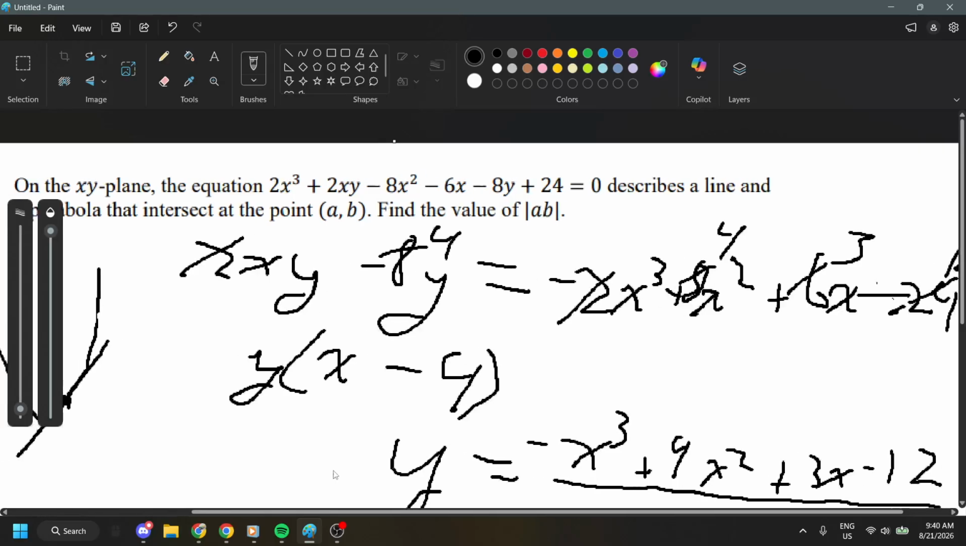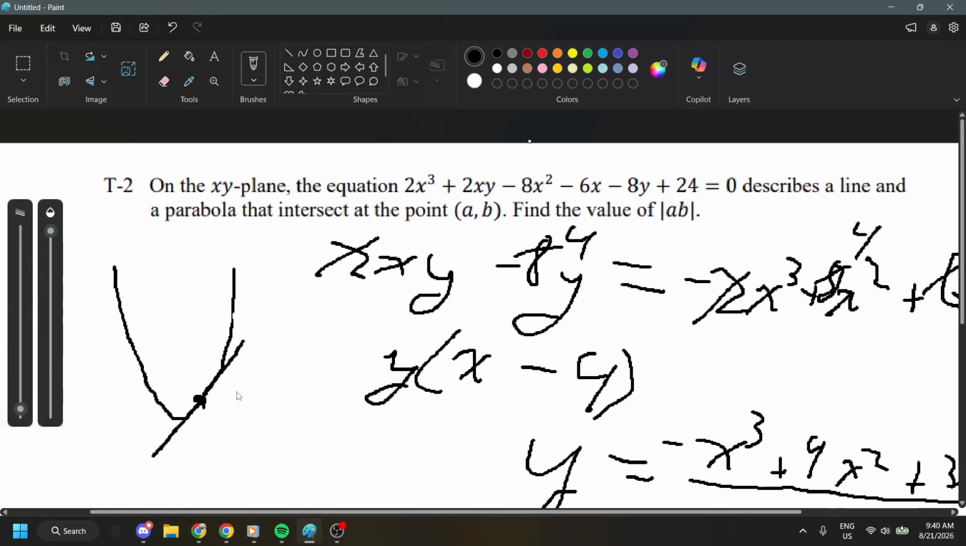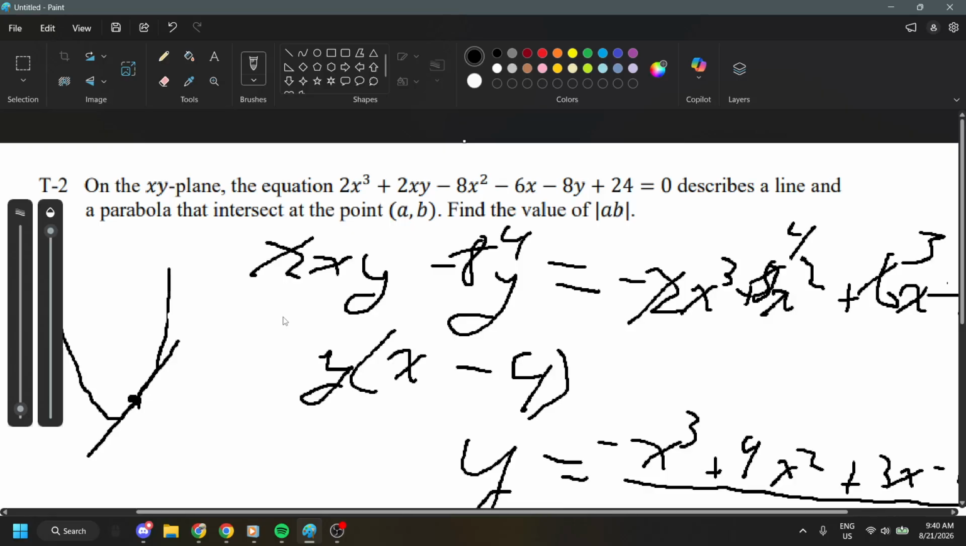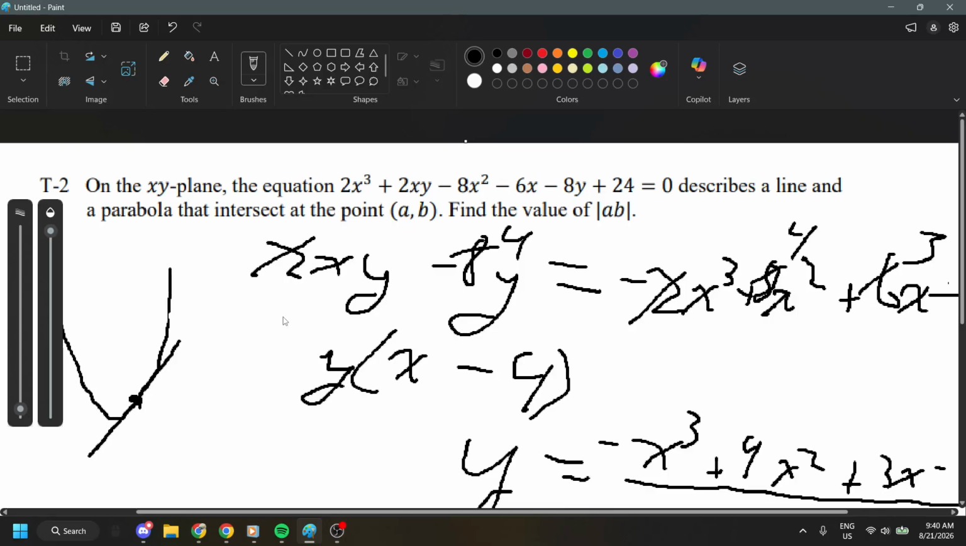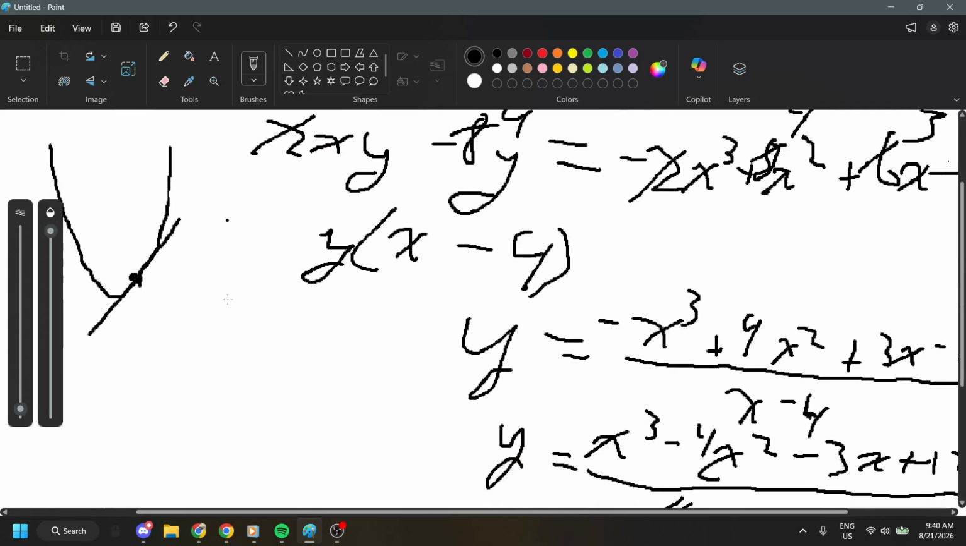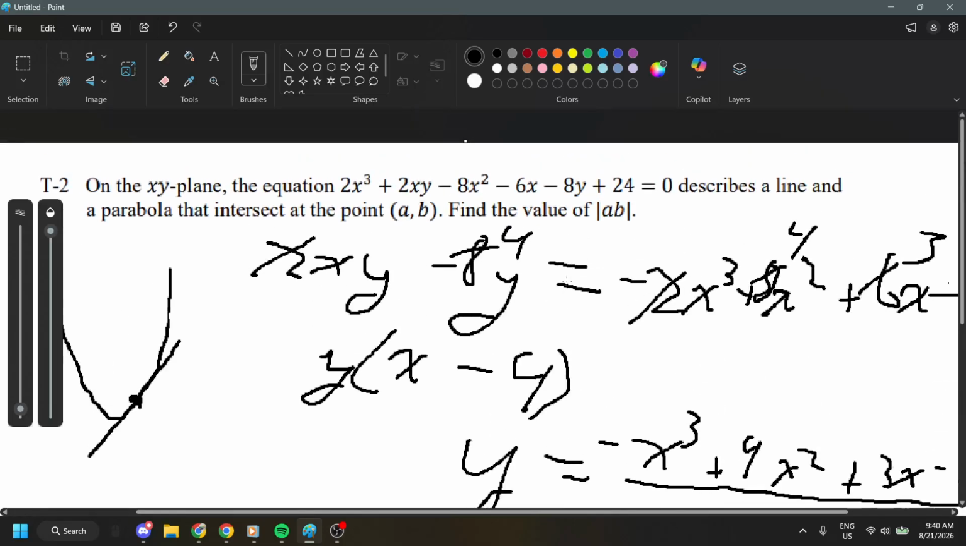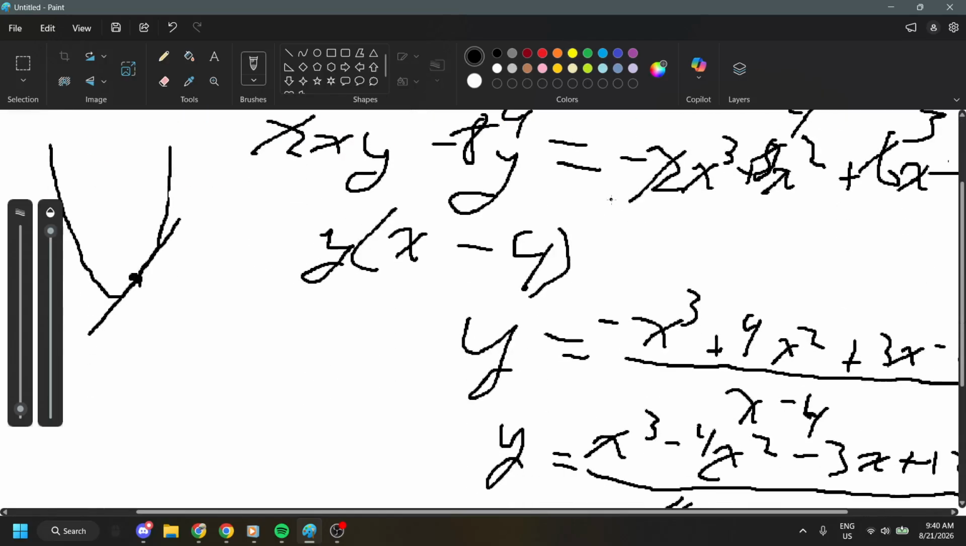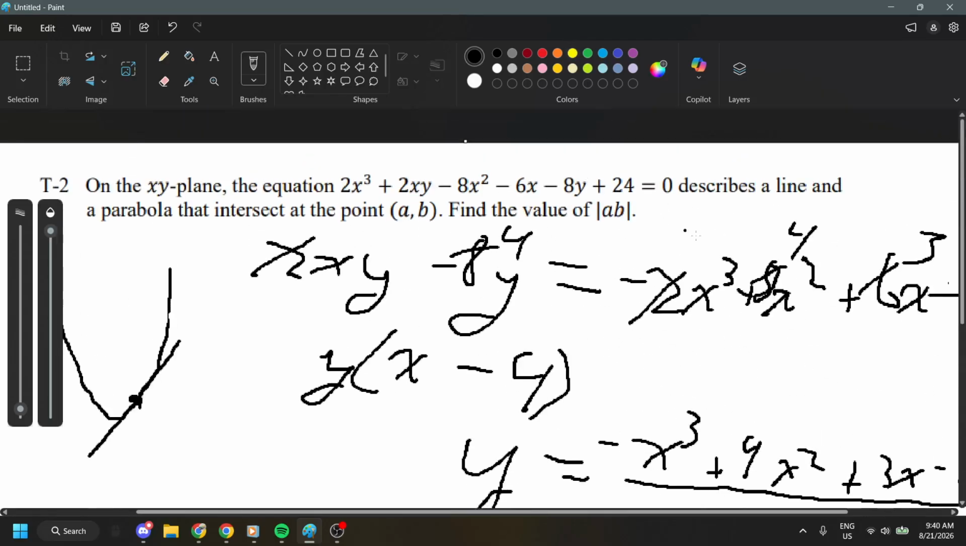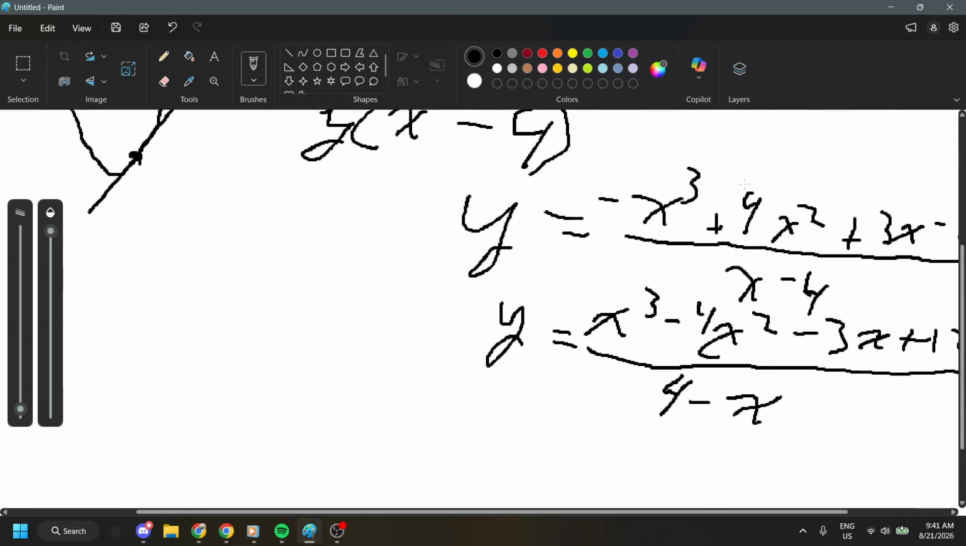So what we're saying here is that at all other points there are either 2 x's for every y or 2 y's for every x. But at one point, or at more, there could be 3. But at one point, there's only one x for every y.